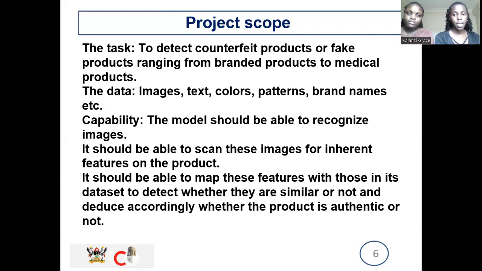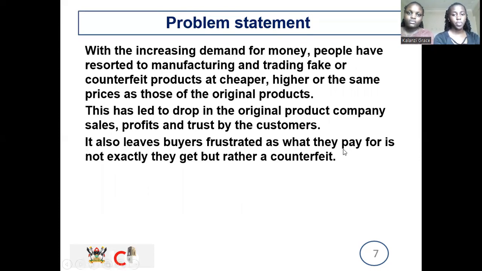Then onto the next slide, the problem statement. For the problem statement, we found that with the increasing demand for money, people have resorted to making counterfeit products since they can make them cheaper and people can easily buy them, which leaves the buyers frustrated when they realize that they're fake. People can't even trust to begin buying those things anymore because they're fearing in their minds that this is fake.